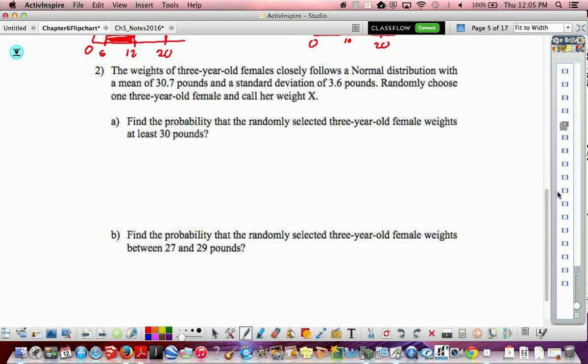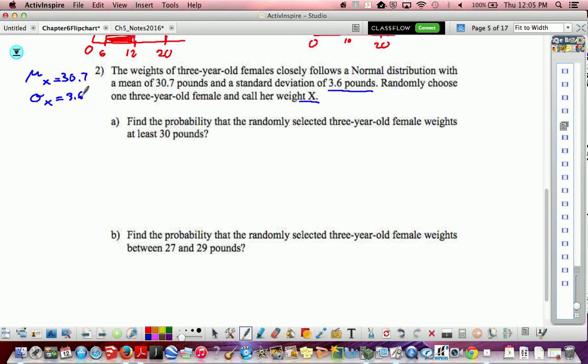Last one. Number 2 says the weights of 3-year-old females closely follows a normal distribution with a mean of 30.7 pounds and a standard deviation of 3.6 pounds. Randomly choose one 3-year-old female and call her weight X. Now that I know what the variable is, off to the side I'm going to say the mean of X was 30.7. The standard deviation of X they gave me as 3.6 pounds.